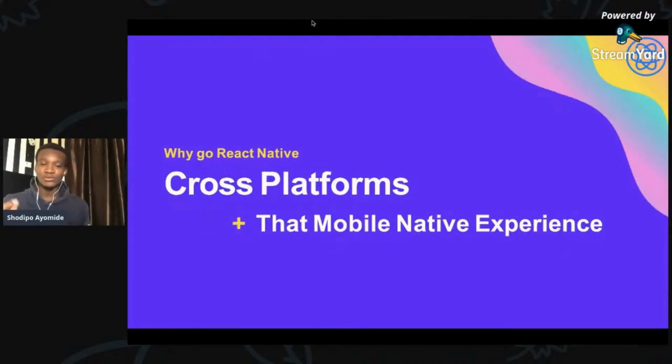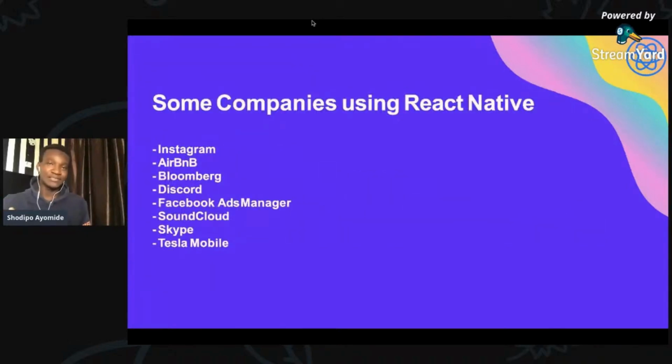Number 1, cross-platform. Number 2, that mobile native experience. Some companies using React Native: we have Instagram. React Native was built by Facebook, we all know that already, so definitely one of their platforms uses React Native, which is Instagram. Instagram is fully built on React Native. We have Airbnb, Bloomberg, the Discord mobile app, Facebook Ads Manager, SoundCloud, Skype, and Tesla Mobile. So great applications using the same tool that we all use here today to build amazing solutions that work.